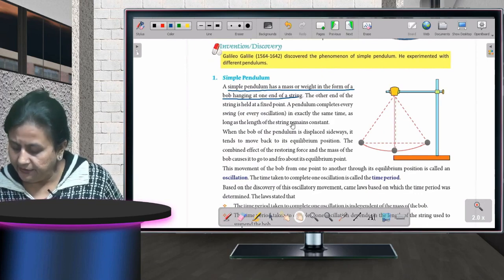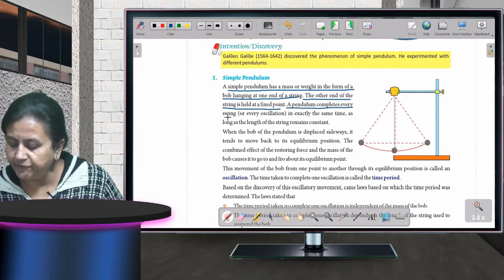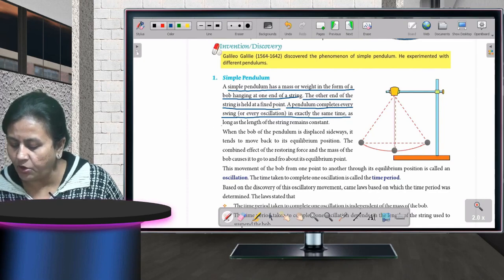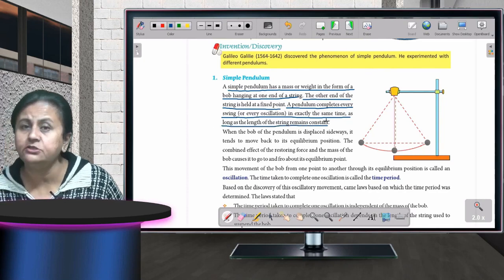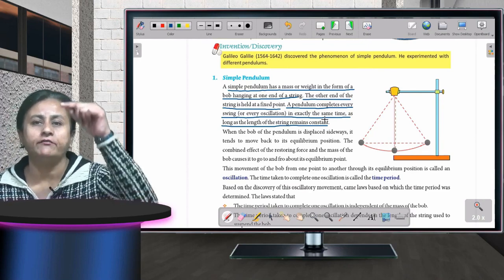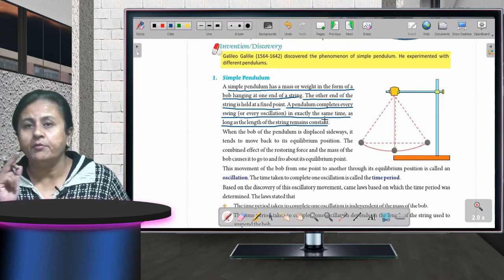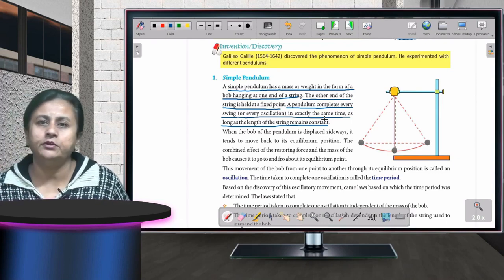The other end of the string is held at a fixed point. A pendulum completes every swing or every oscillation in exactly the same time as long as the length of the string remains constant. That means if we are not going to increase or decrease the size of the string, the interval taken for the bob to move to and fro would be the same.